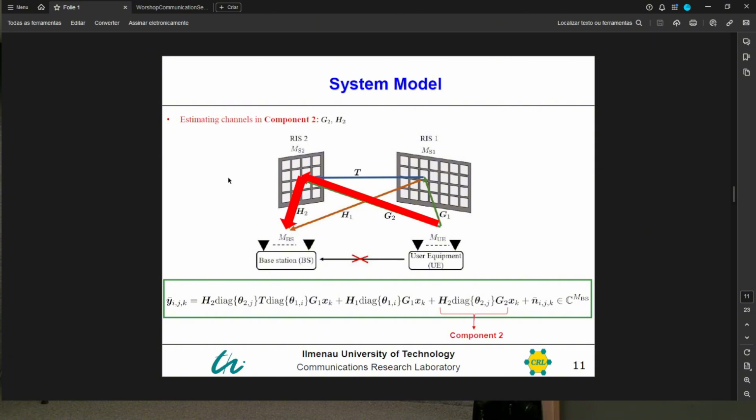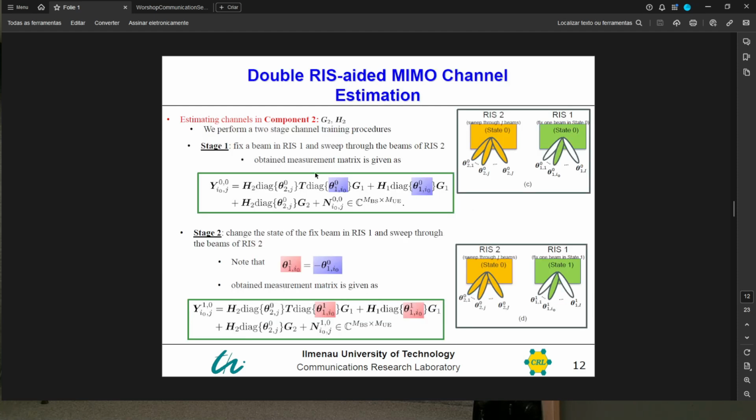It is important to note at this stage that we already have this measurement matrix, so we don't need to repeat any training here. We measured it before, so we just use it to save cost and training overhead. Then in stage 2, we switch the state of the beam that is fixed in RS1 and sweep through all the beams in RS2. Similarly, we have this condition because of the 180-degree phase shift in the phases of the RIS, and then we have this measurement matrix Y10.